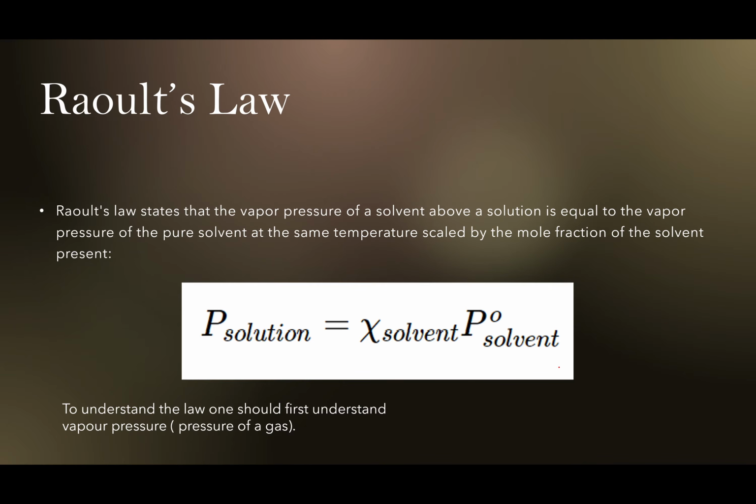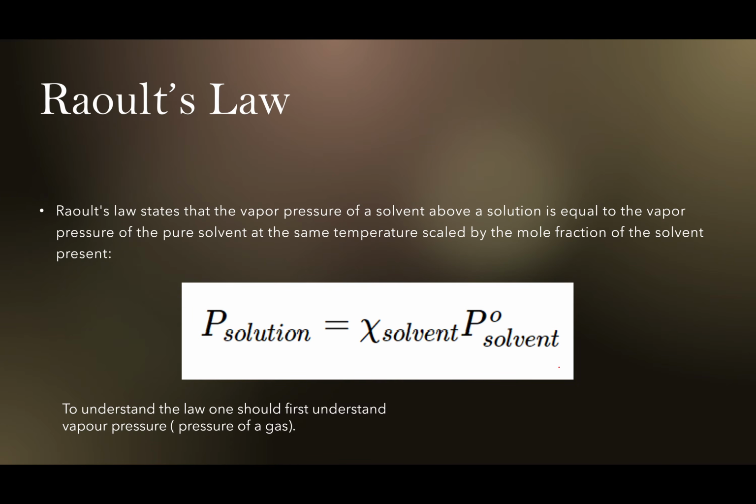P solution is equal to chi solvent, P naught solvent. That is not an X, it's chi, as in chi square test. So to understand the law, one should first understand vapor pressure, the pressure of a gas. So you need to understand that. I'm going to leave you guys with that. That should be fine.